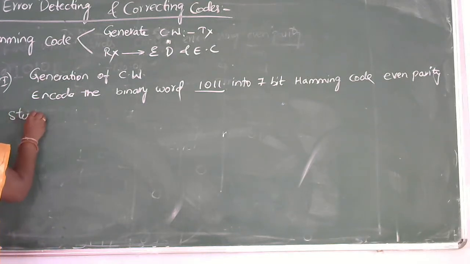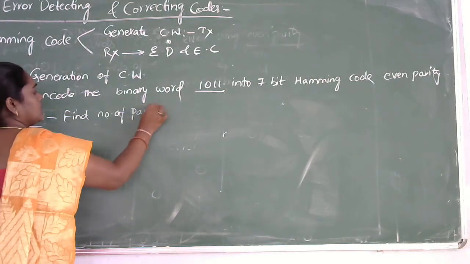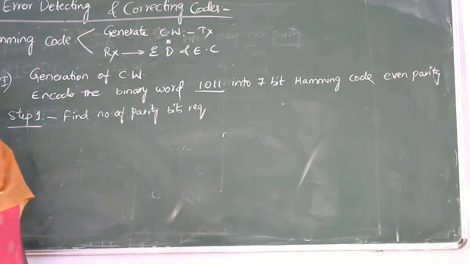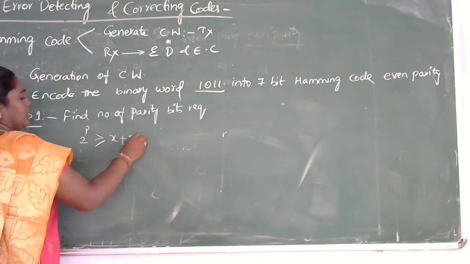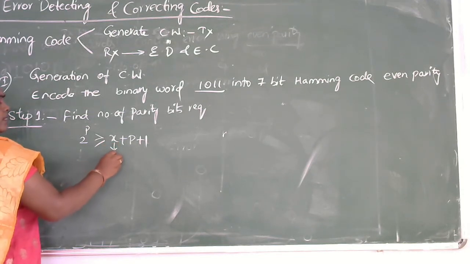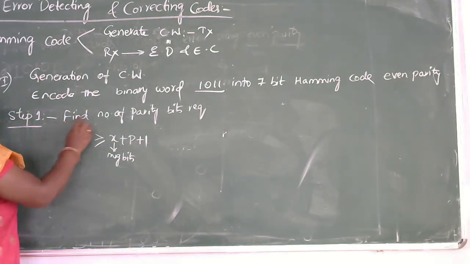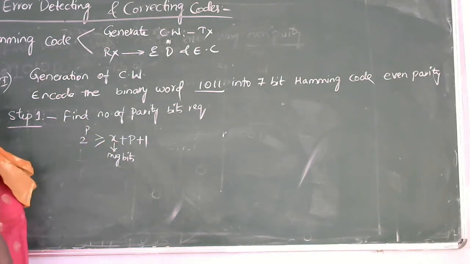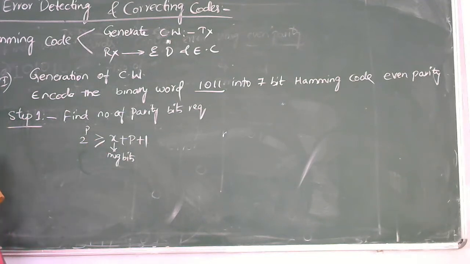Step 1 is to find the number of parity bits required. The condition for finding the number of parity bits required is 2 power p greater than or equal to x plus p plus 1. Here you can take x or m, where x represents the message bits and p represents the parity bits. This condition should be satisfied at least with the minimum of equal to.